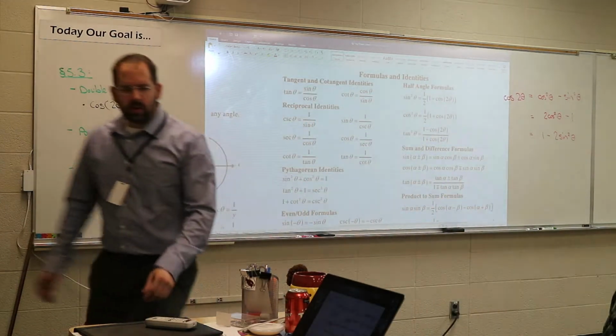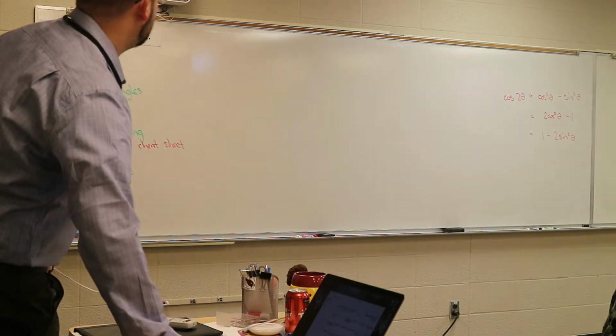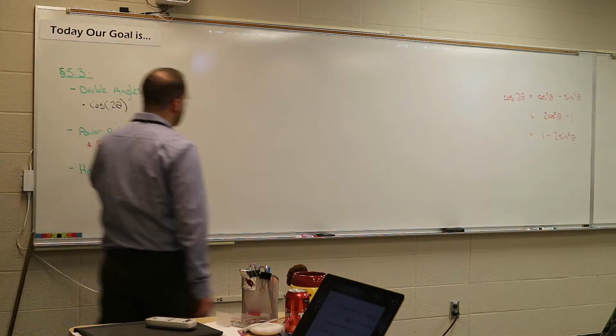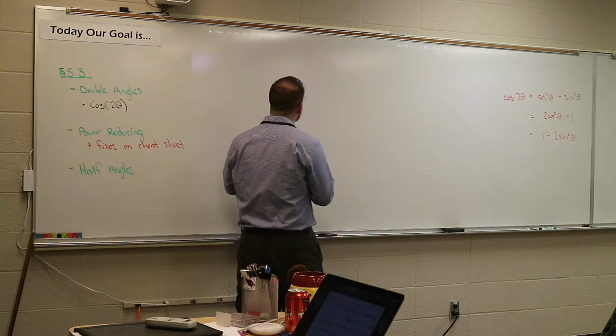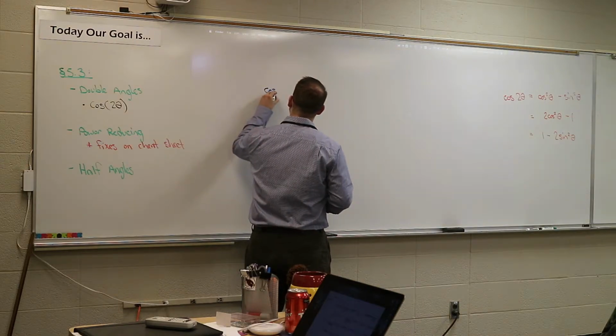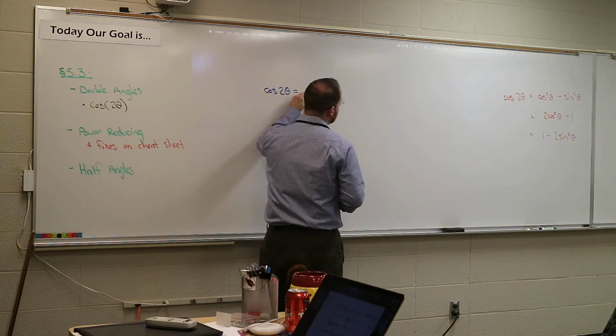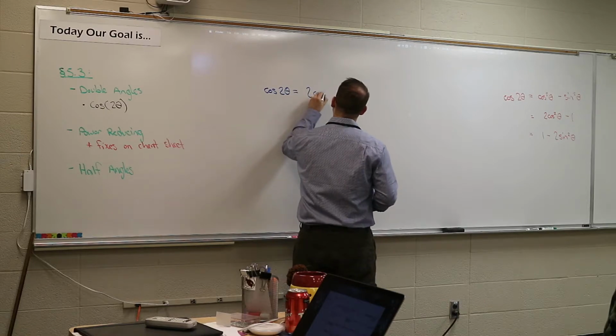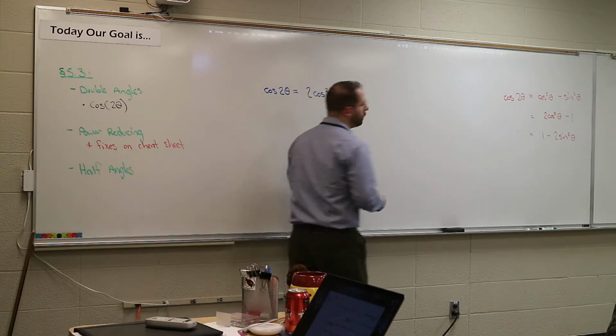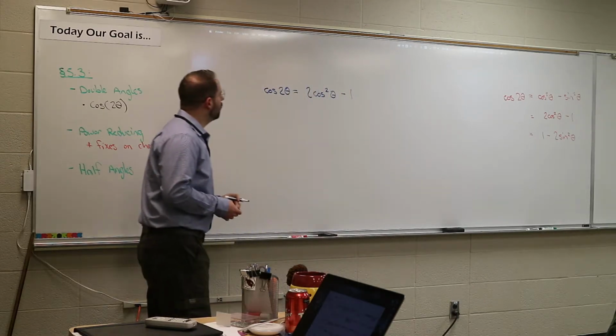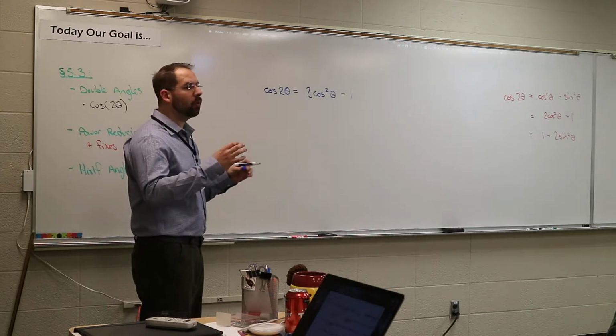Let's talk about the power reducing formula. It's based on this one right here: cosine 2 theta equals 2 cosine squared theta minus 1. This is what it's based on. Okay, how they actually get power reducing.